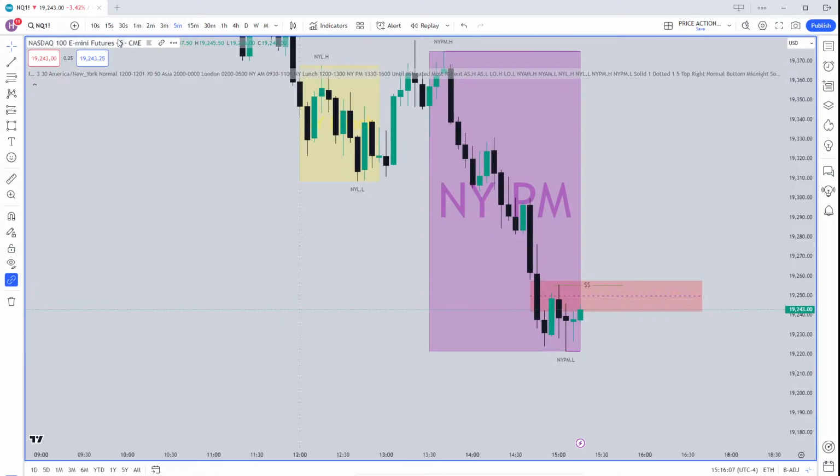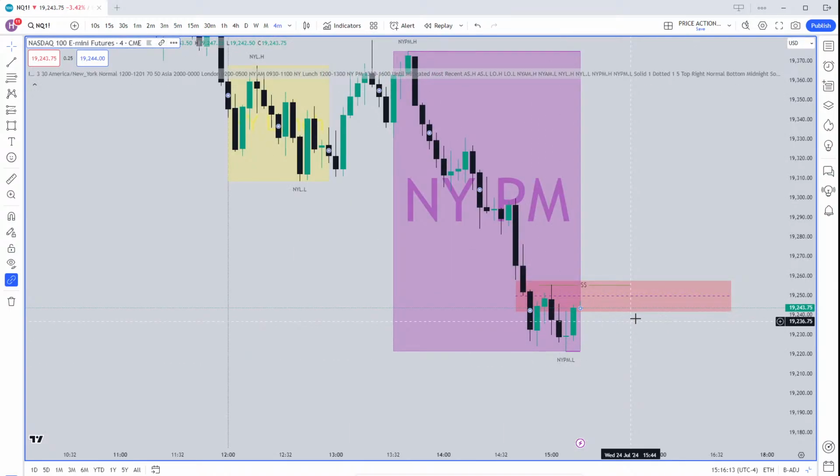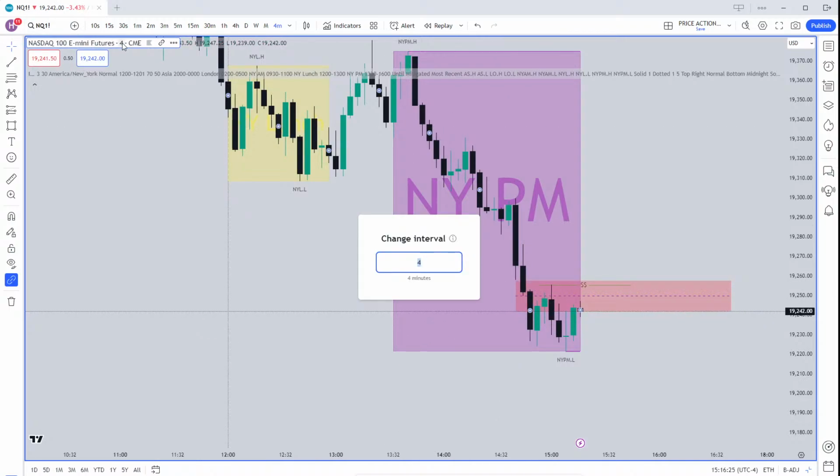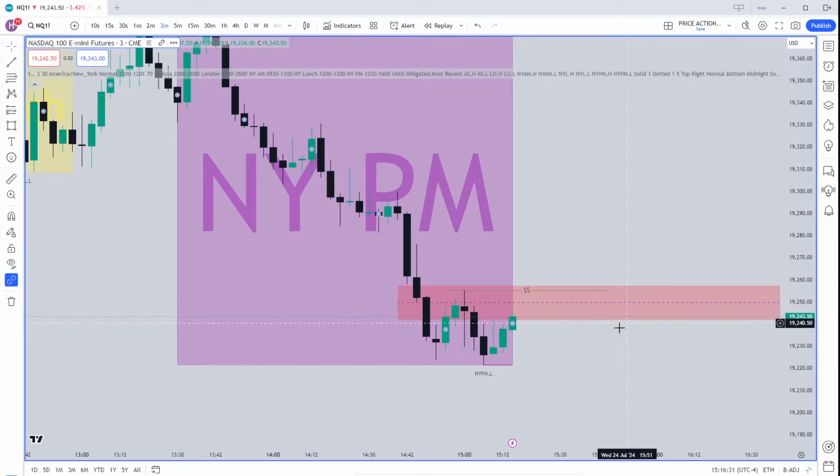Let's go on a lower time frame. Let's go for the 4-minute. With the highs here in the 4-minute, we're also in a fair value gap, an imbalance here. On the 3-minute, the fair value gap is also being respected.